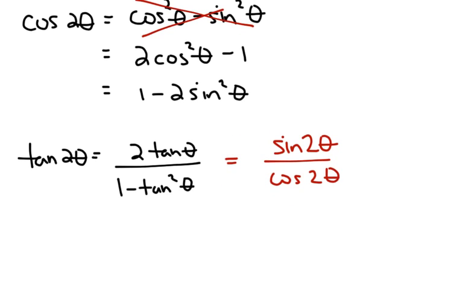For tangent of 2 theta, there is a formula, but if you remember that tangent is sine divided by cosine, then it's easier to find the tangent of 2 theta by doing the sine of 2 theta divided by the cosine of 2 theta.